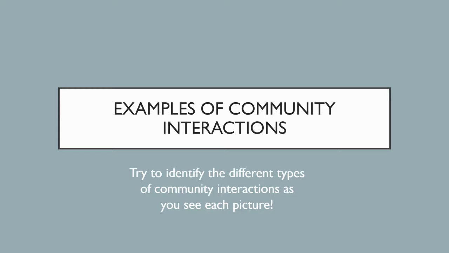I'm going to show you some different community interactions in pictures, and I want you to try to identify which type of community interaction it is. You're going to choose from mutualism, commensalism, parasitism, predation, and competition.